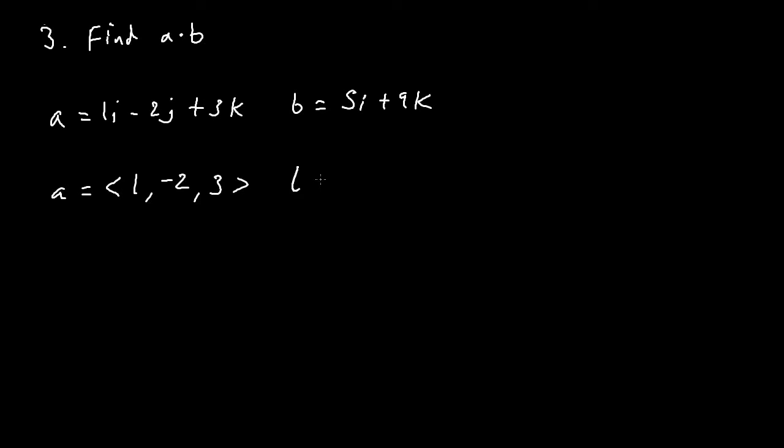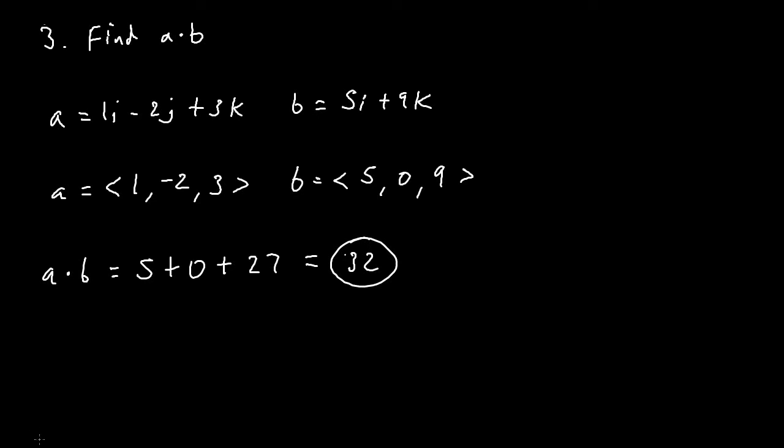Now for vector B, 5 is in front of the i, so that will be the x component. Notice there is no j, so that means our y component is 0, and then 9 is in front of the k component, so that will be our z component. So now in order to find the dot product, we're going to multiply similar components. So 1 times 5 gives us 5, plus negative 2 times 0, that's 0, and then plus 3 times 9, which gives us 27. So 5 plus 27 is obviously 32, and that is the final answer.